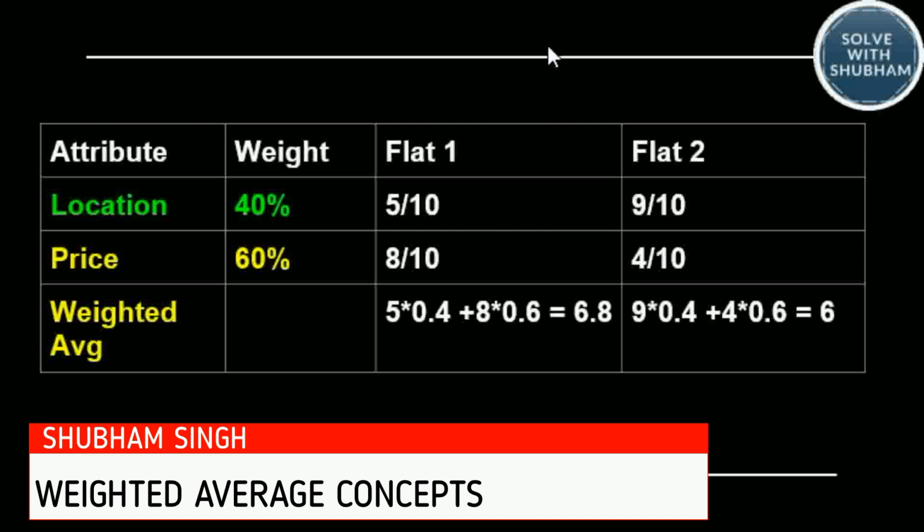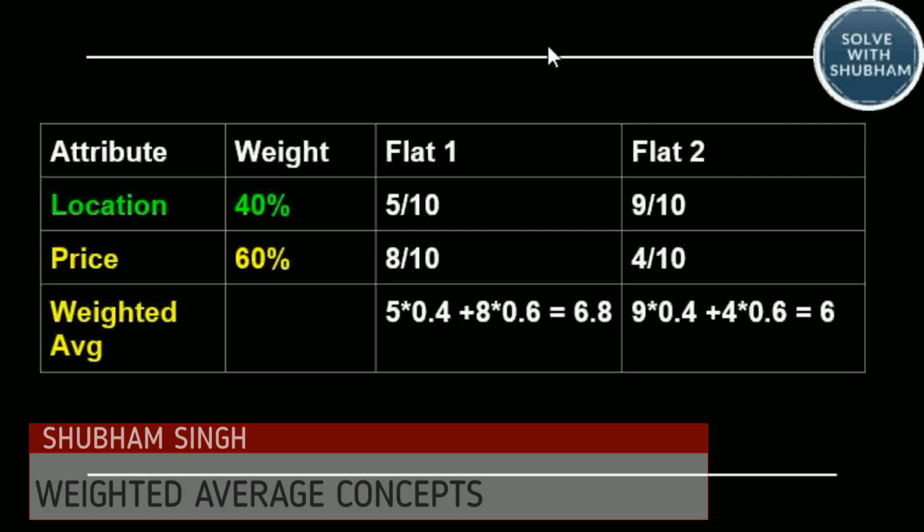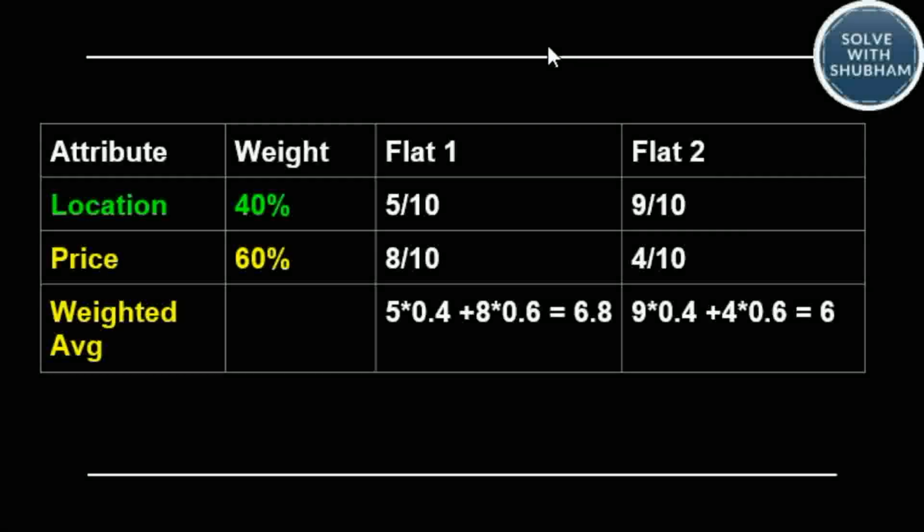Similarly, flat 2, it was 9 on 10 and 4 on 10. So 9 on 10, the location weight is 40%. So 9 into 0.4 plus your price is 4 on 10, the weightage given to price is 60%. So 4 into 0.6, you get it as 6.